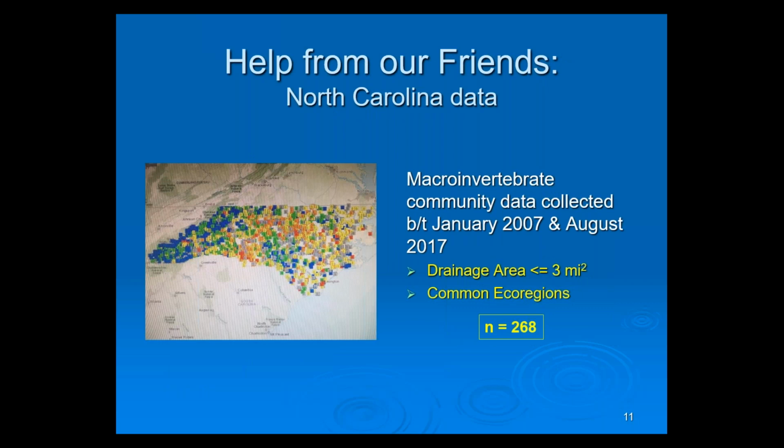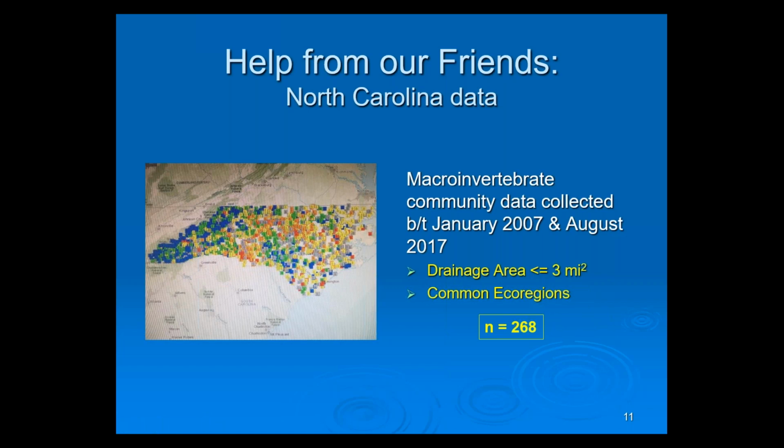So we got some help from our friends. The North Carolina State Ambient Monitoring Program is really, really robust. And because most of our stream mitigation in Georgia is on smaller perennial streams, I obtained from North Carolina a data set that they had graciously provided me that included data for almost 270 streams, all draining a watershed of 3 square miles or less.